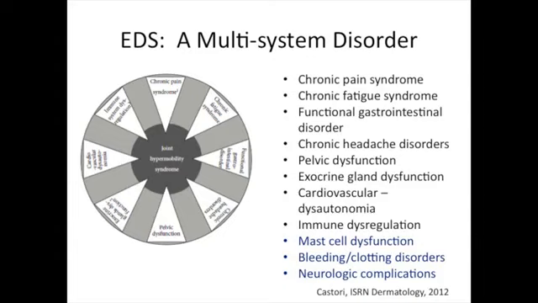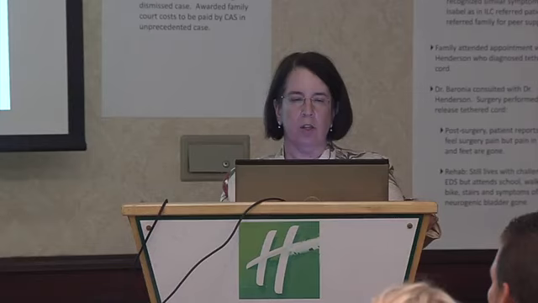And you've also heard about Dr. Castori in this really excellent review that he did in ISRN Dermatology in 2012, really laying out a very good picture of EDS as a multisystem disorder. And he included quite a few phenotypic features. These black ones are included in Dr. Castori's. I have added these 3 in the blue because he did not address those, and I think we need to think about them in addition as part of the clinical spectrum in Ehlers-Danlos syndrome.